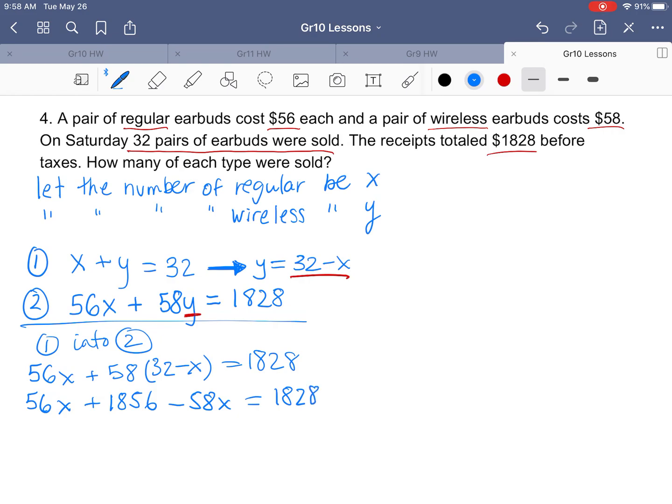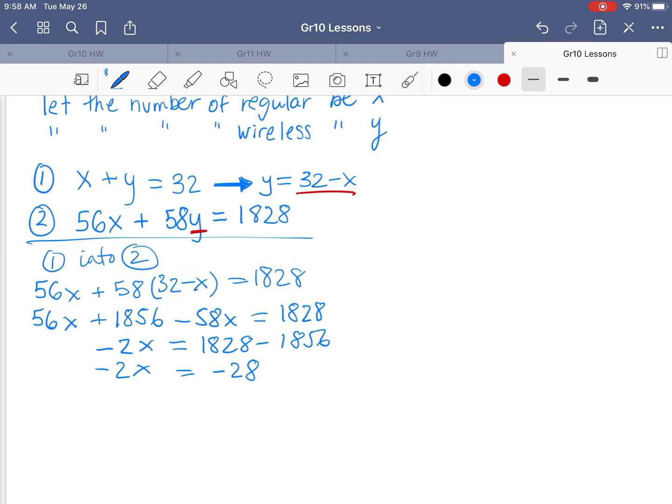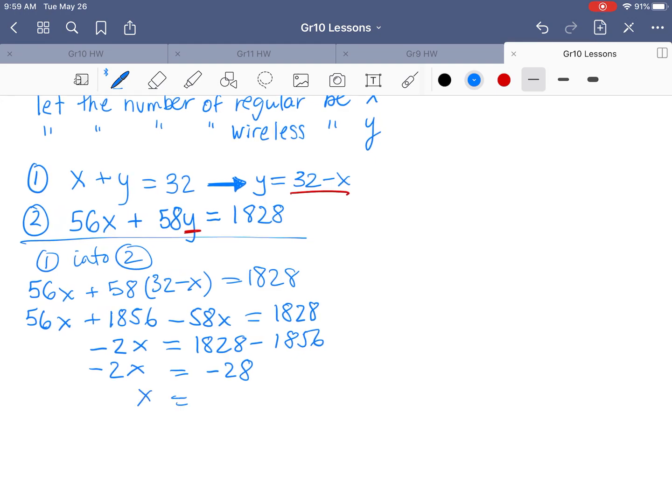Now we want to get all of our terms with X's together. 56X minus 58X gives us negative 2X. We're going to move that 1,856 to the other side and subtract it. So we end up with negative 2X is equal to negative 28. We want to get X by itself, so we divide negative 28 by negative 2, and X is equal to 14.